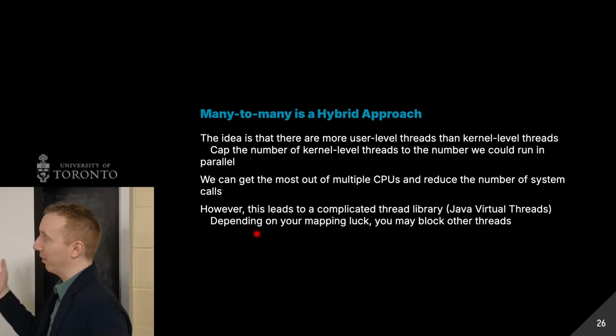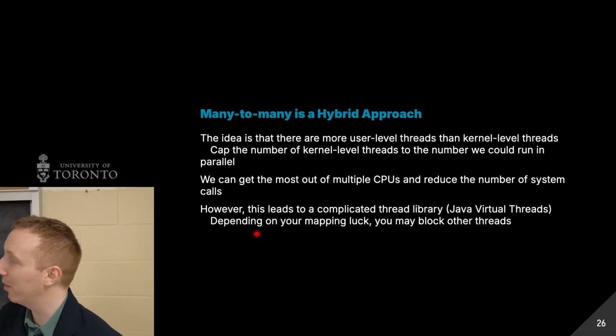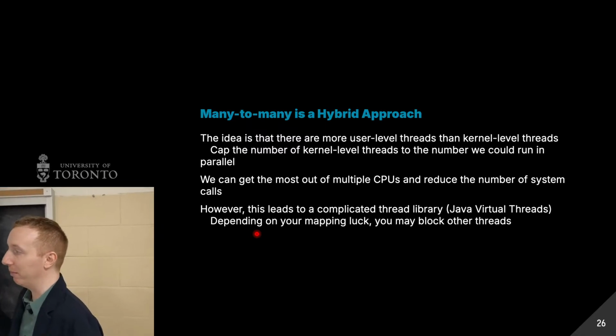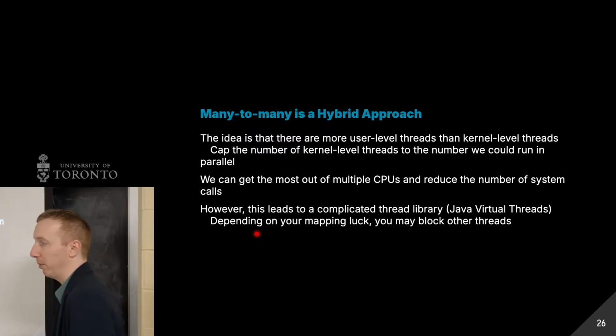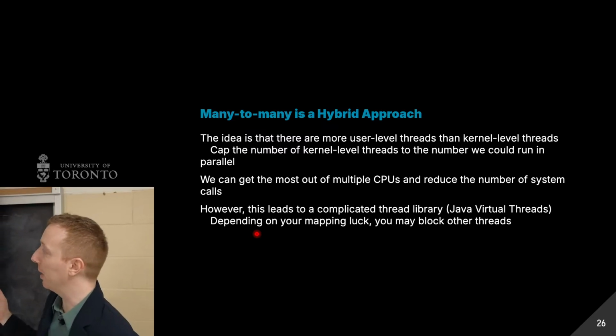They could all be in different groups, and actually that's the worst case. So if they're all in different groups and they all block, then guess what? All of those kernel threads are now blocked, and now your application will not make any progress, even though you might have 96 other threads that could make progress. And that will just depend on your luck.